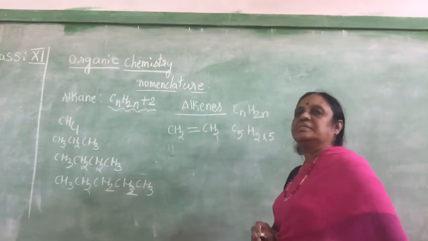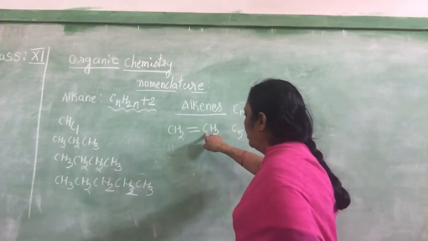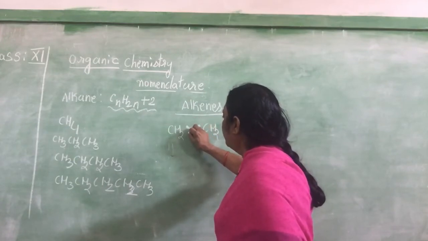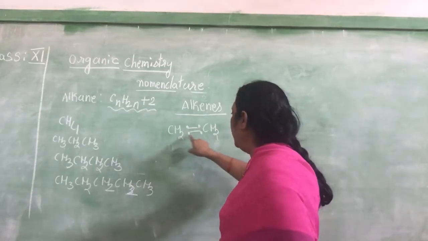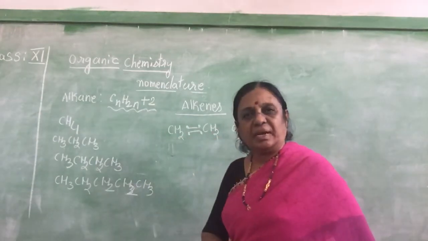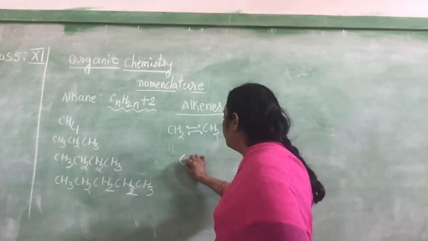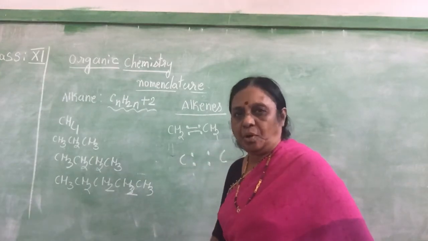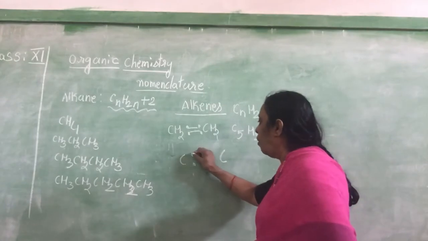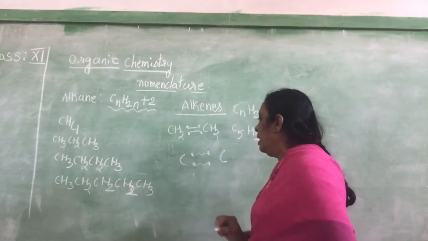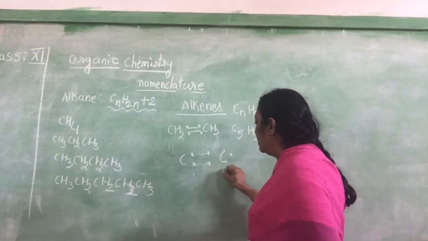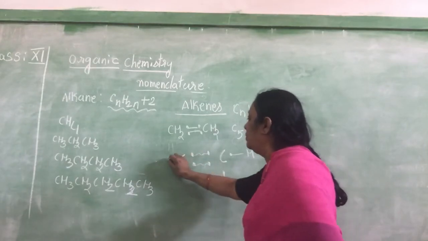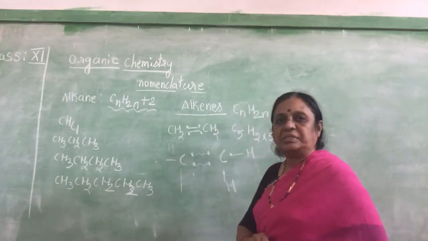Now here double bond is there. Each carbon atom is utilizing 2 electrons with the neighboring carbon atom. Each carbon is having only 2 electrons left over. Now look here. 1, 2, 1, 2. Each carbon out of the 4 electrons, 2 electrons are involved in forming the double bond. Now each carbon has 2 electrons left over. So these 2 electrons react with the 2 hydrogen atoms. So CH2 double bond CH2.